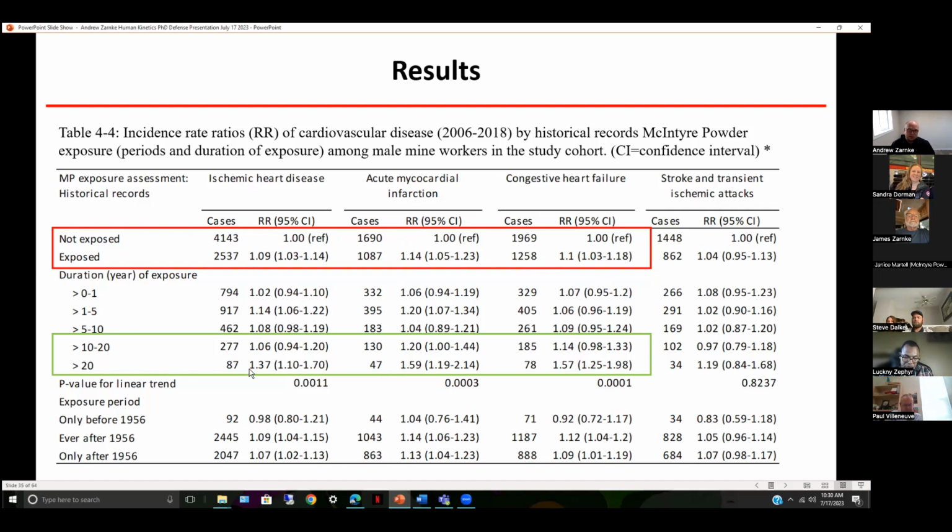And then in the greater than 20 years of exposure, we see a significant result for ischemic heart disease at 37% and about 60% for acute myocardial infarction, and close to 60% for congestive heart failure as well. We did not see any meaningful difference in these results when we looked at stratifying by the year 1956.